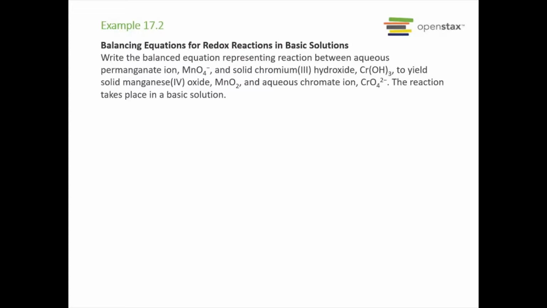The next example is balancing in basic solutions. So we want to write the balanced equation representing the reaction between aqueous permanganate ion and solid chromium 3 hydroxide to yield solid manganese 4 oxide and aqueous chromate ion. And we're told this is in basic solution. So one thing to remember is if you are in acidic solution with a redox reaction, there cannot be any OH minus. If you are in basic solution, there cannot be any H plus. Okay, you can have OH minus in basic solutions, but you can't have H plus, and vice versa for acidic.